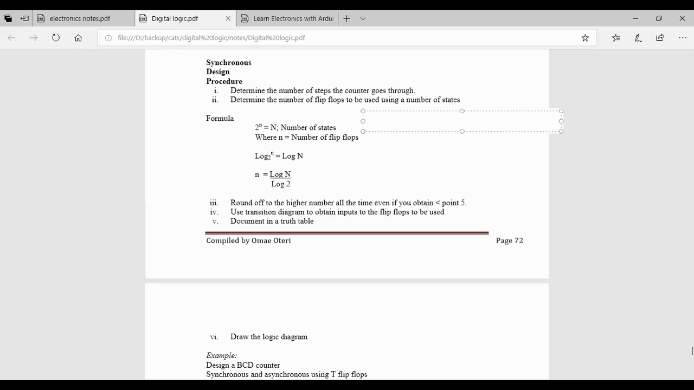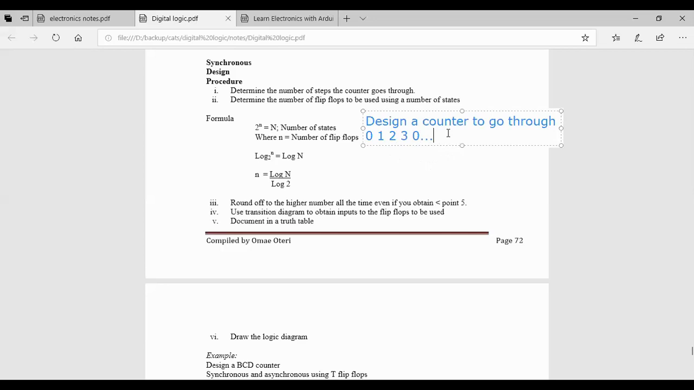to go through 0, 1, 2, 3. Then it starts from 0 again and continues the same sequence.